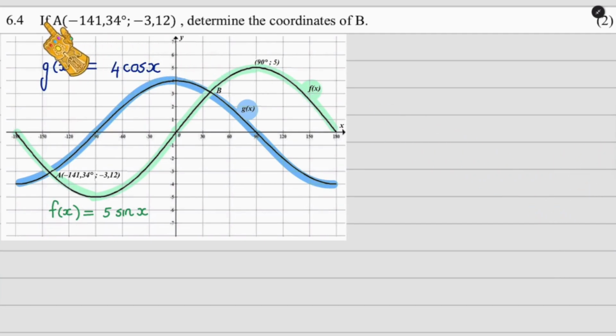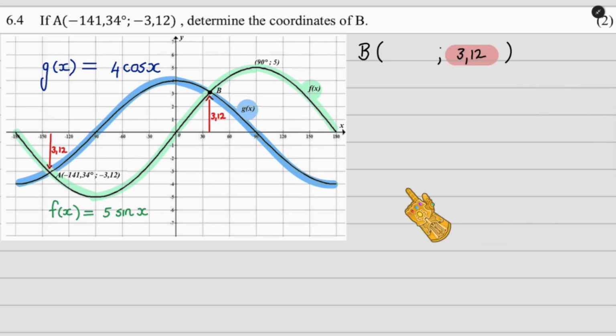Question 6.4 says if A has this coordinate, which has been indicated on the graph, we need to determine the coordinates of B, and B is sitting over there. Now we're going to use symmetry to make this happen. Quite an easy question. So let's go ahead and look at the y values first. To get down here, I need to go down 3,12 units. And due to the symmetry of these points, I need to go up 3,12 units to get to B. Which in turn gives me the y value of B, it's 3,12.